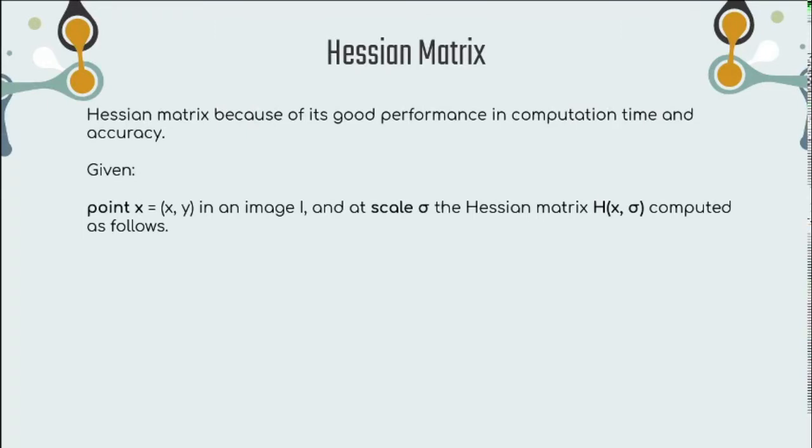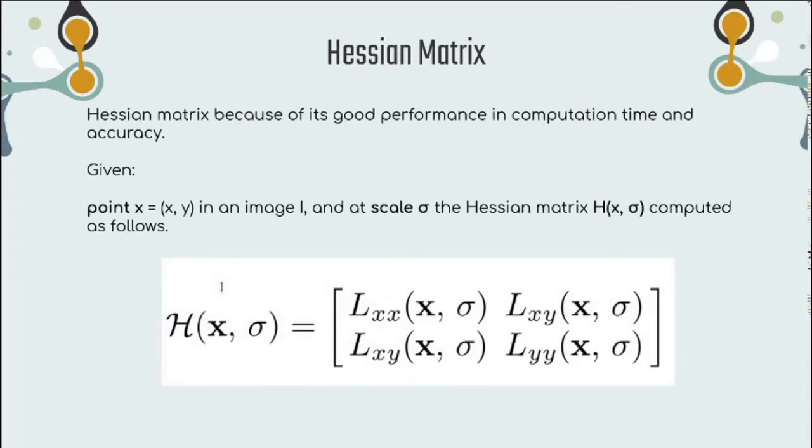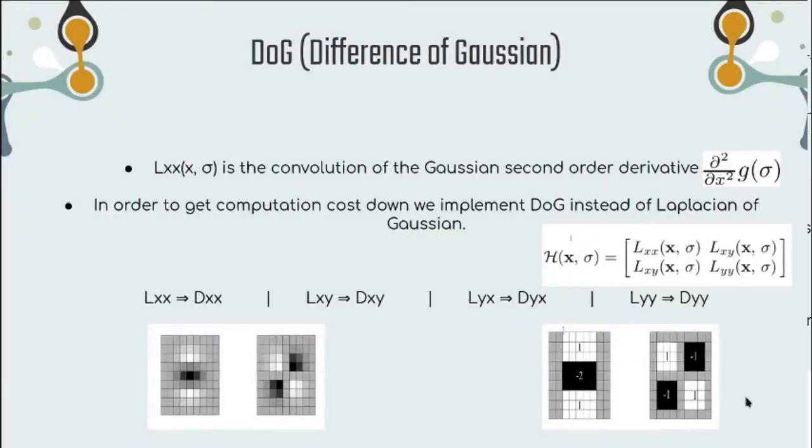Now coming to the methodology, we based our detector on the Hessian matrix because of its good performance in computation time and accuracy. However, rather than using a different measure for selecting the location and the scale, we rely on the determinant of the Hessian for both. Given a point x, y in an image I, the Hessian matrix is given by the following expression. Here Lxx is nothing but the Gaussian second order derivative of the image at point x, y, and similarly Lxy and Lyy.